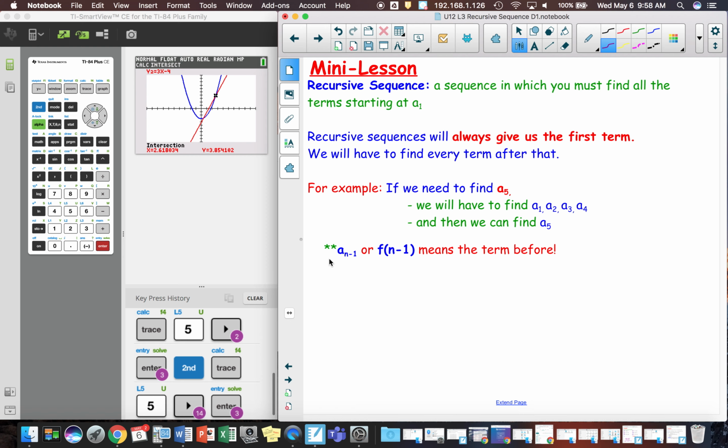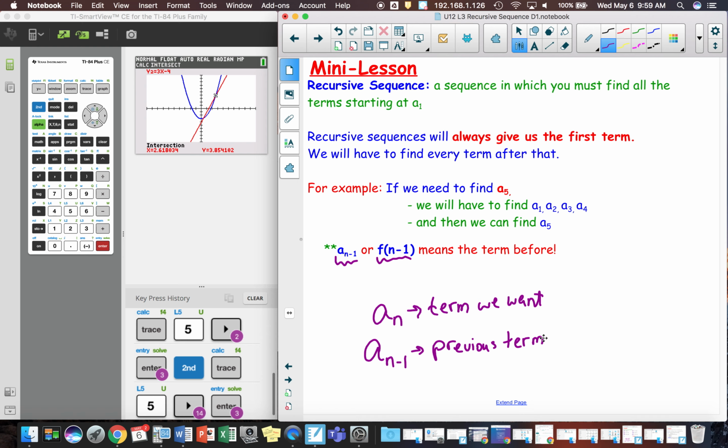Now, a couple of important labels here. A sub n minus 1 or f of n minus 1. Both of these mean that we're talking about the term before. So if a sub n is the term that we want, then a sub n minus 1 is just talking about the previous term, the term before the one that we want. So I'm going to write previous term. Very, very important. In recursive sequences, you will always see that.